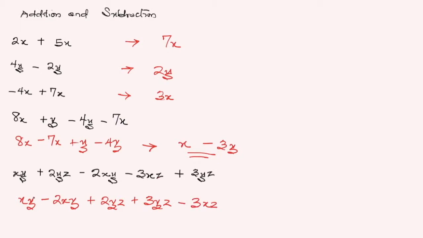3xz. Now we can combine all these, and so our final answer here is going to be xy minus 2xy gives us minus xy, plus 2yz plus 3yz, that gives us 5yz, and there's nothing to combine 3xz with, so we leave that as it is, 3xz, and that's our final answer. So when adding or subtracting polynomial expressions, we can only combine like terms. When we have unlike terms, we can go no further than that.